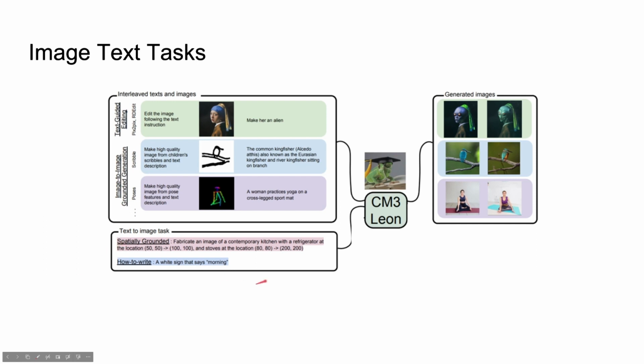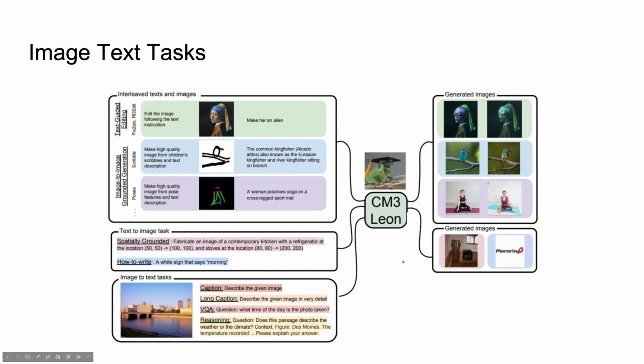We also have a task called how to write, which is better at writing text. Here's the output of both of those things. Here, note that the how to write task is producing output for a word. The lettering isn't spelled completely right. It says morning rather than morning, but the idea of the word is there and the letters are discernible, which is quite remarkable. Also note here that for the spatially grounded task, there is a refrigerator at the location described, as well as a stove.